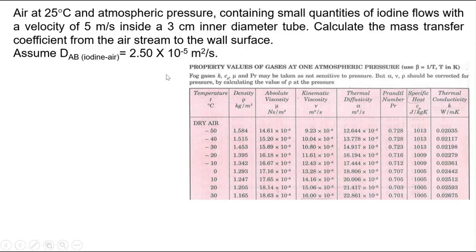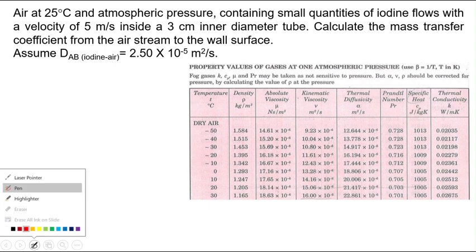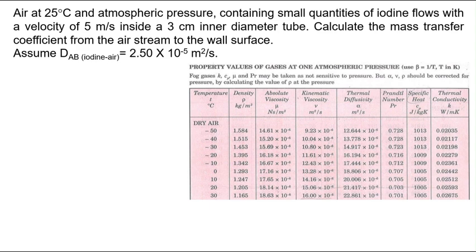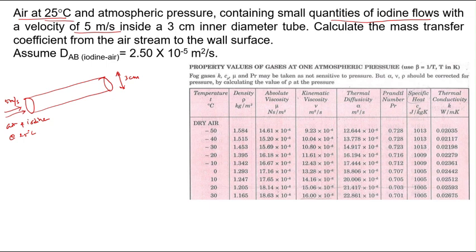Listen, air at 25 degrees Celsius and atmospheric pressure, containing small quantities of iodine, flows at a velocity of 5 meters per second inside a 3 centimeter diameter tube. Let us consider that the diameter of the tube is 3 centimeters. Then air along with a small quantity of iodine flows with a velocity of 5 meters per second at an air temperature of 25 degrees Celsius.